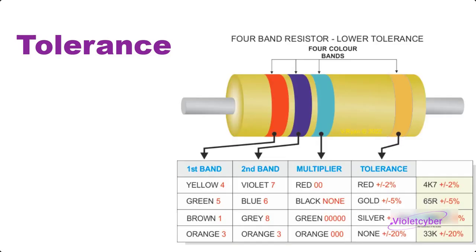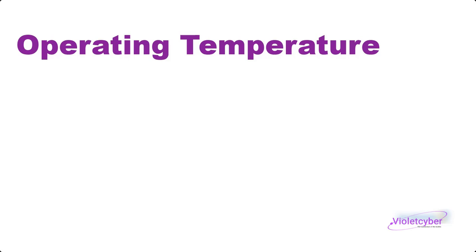Tolerance. Resistors have a tolerance rating, which indicates their accuracy. The tolerance is expressed as a percentage. For example, a 100 ohm resistor with a 5% tolerance may have an actual resistance between 95 and 105 ohms. Example, if your circuit needs a precise resistance, you should use resistors with a low tolerance, such as 1% or less.